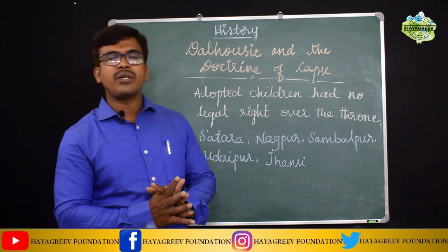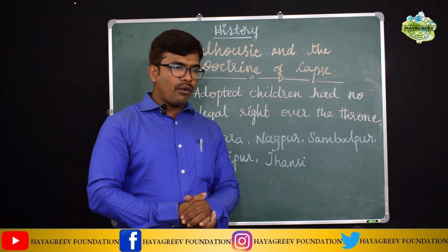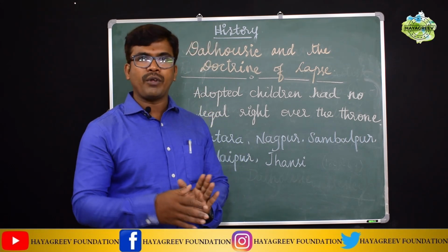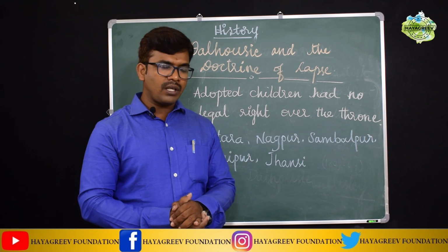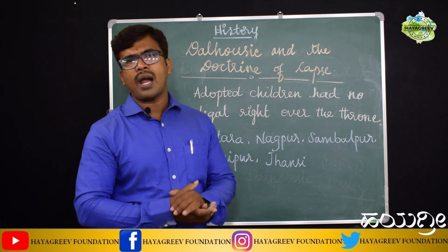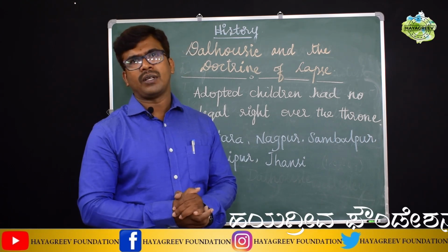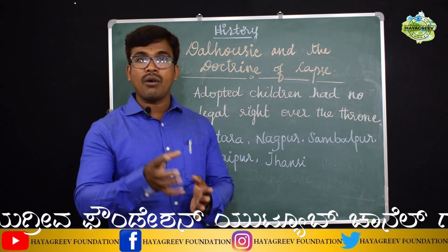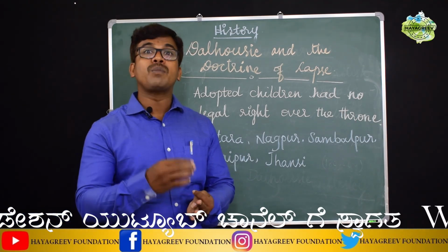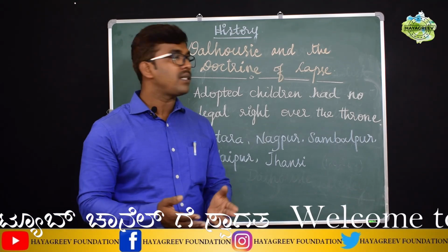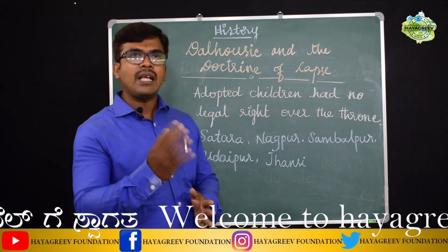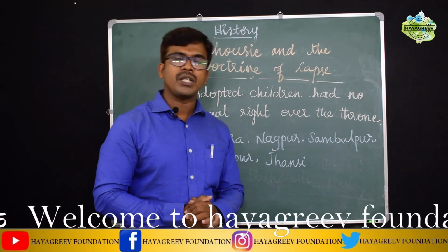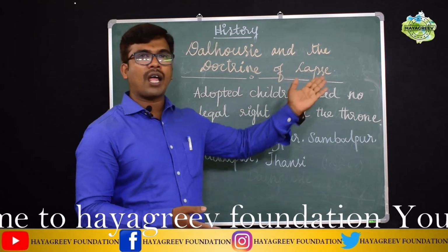Before this I mentioned that the British, without waging war against the native rulers, wanted to expand their kingdom very easily. So because of that, many policies they introduced. For example, dual government and then subsidiary alliance. Likewise, Lord Dalhousie also introduced a policy which is called the doctrine of lapse.